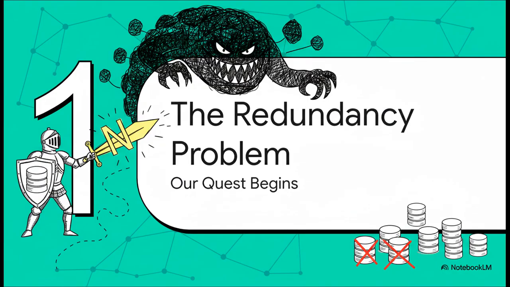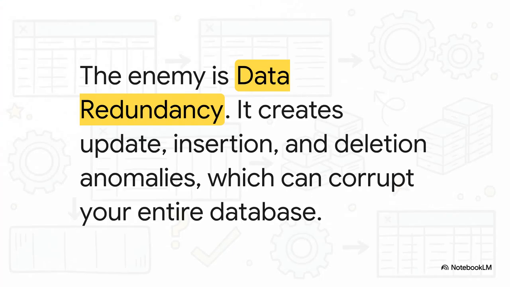Every good story needs a villain, right? And in the world of database design, the big bad guy is, without a doubt, data redundancy. This is the core enemy that normalization was invented to defeat. Now, you might hear redundancy and just think, oh, so it wastes a little disk space, no big deal. But the real danger is way, way worse than that. It creates these things called anomalies, which is just a fancy term for really nasty errors that pop up when you try to update, add, or delete your data.